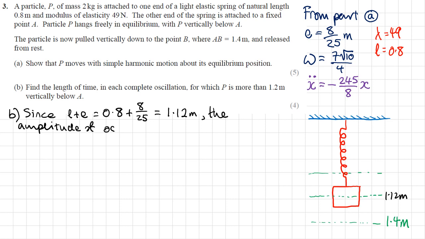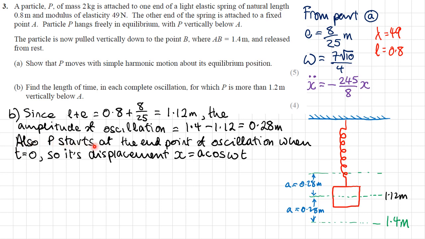Then we can say that the amplitude of oscillation is going to be equal to how much it's been pulled down to, 1.4 minus 1.12, and that gives us 0.28 meters. So that basically means that 0.28 meters is going to be this bit here, and 0.28 meters is going to be this bit here. So it moves up and down around this equilibrium position by a displacement of 0.28 meters. So I'll write that down. That's what A is, my amplitude.